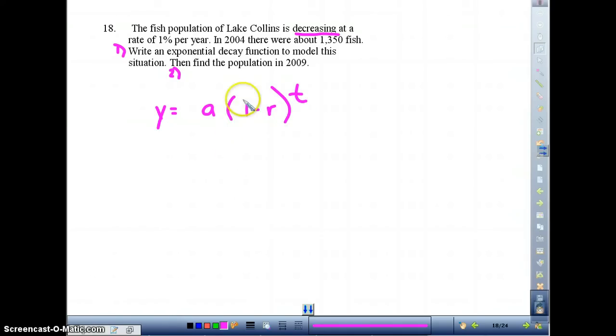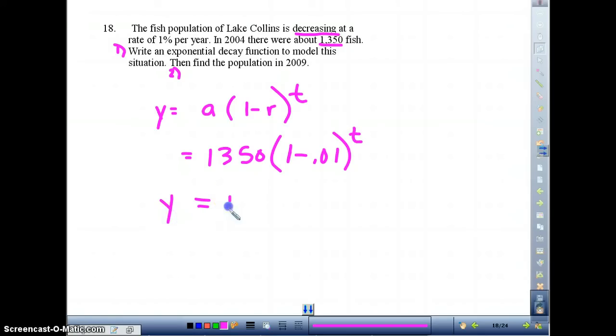Okay, our starting population in 2004 was this, 1,350. Multiply that by 1, subtract your rate of decrease. Don't put in 0.1, you're going to put in what? 0.01. Raised to the, what's your amount of time? Well, I think they want you to just write the decay function. So we're going to put in y equals 1350 times 0.99 raised to the t. There's your function. All right.